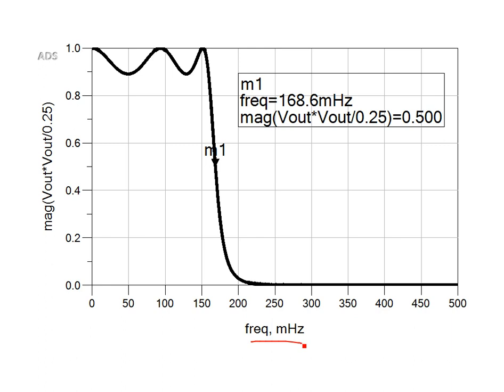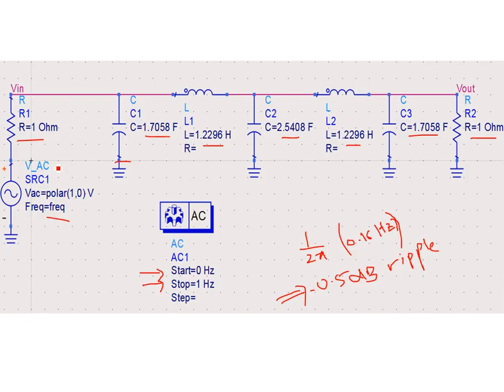The horizontal axis is the frequency scale in millihertz. This is 0.5 hertz, and this is DC. If you read this node V out, I'm considering the power, so this is the power: V out squared divided by 1. V out is over here. What I'm doing is plotting the power response.